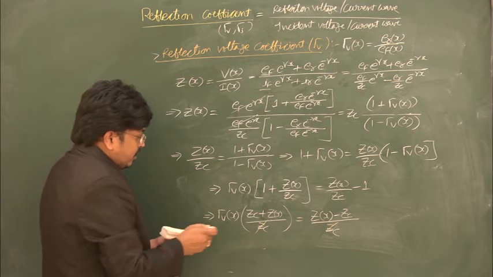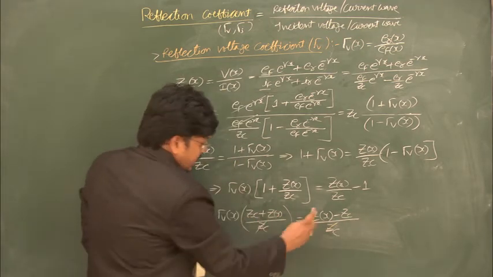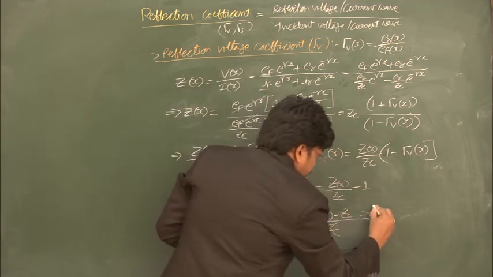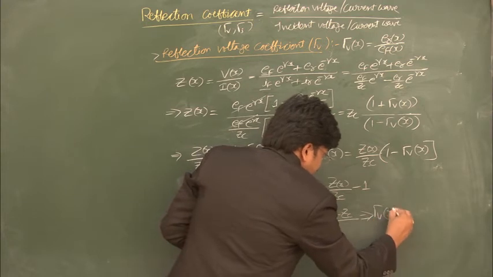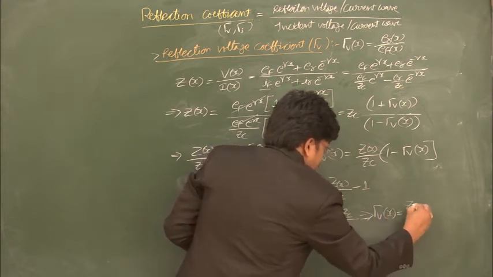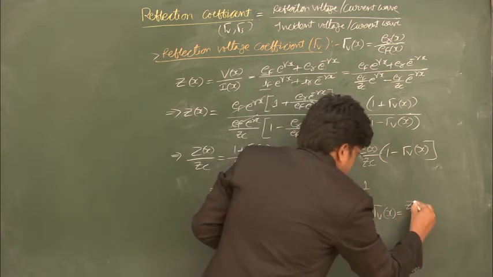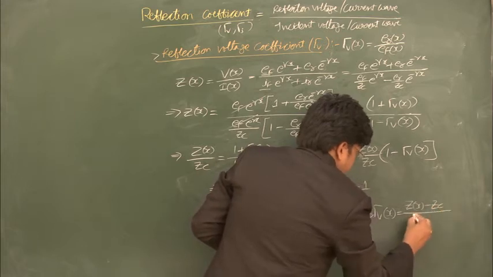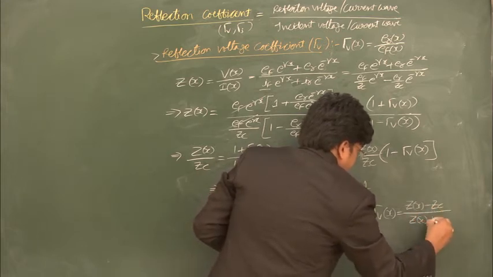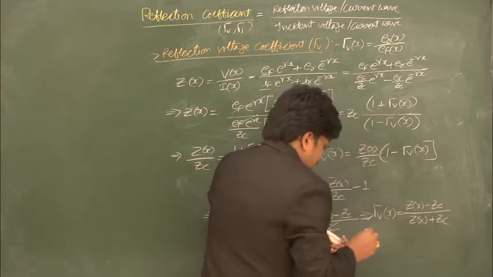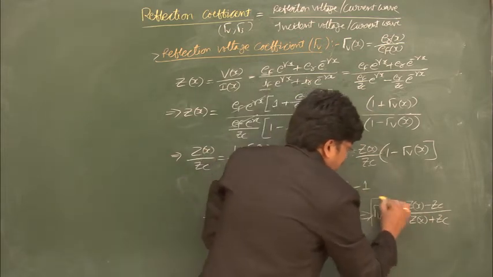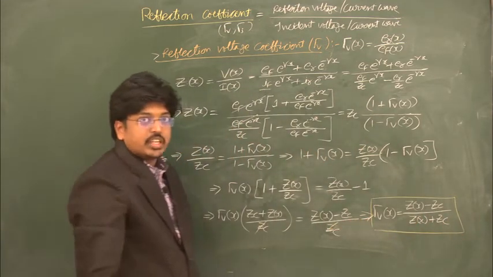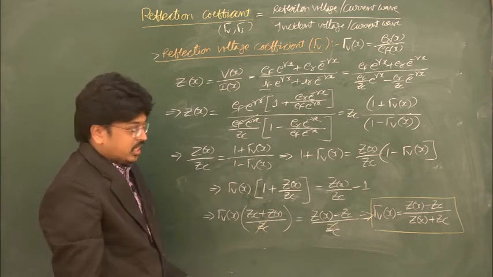So finally, if you cross multiply this term to the RHS, eta V of x is equivalent to (Zx minus Zc) by (Zx plus Zc). Okay, so this is the voltage reflection coefficient of a transmission line.